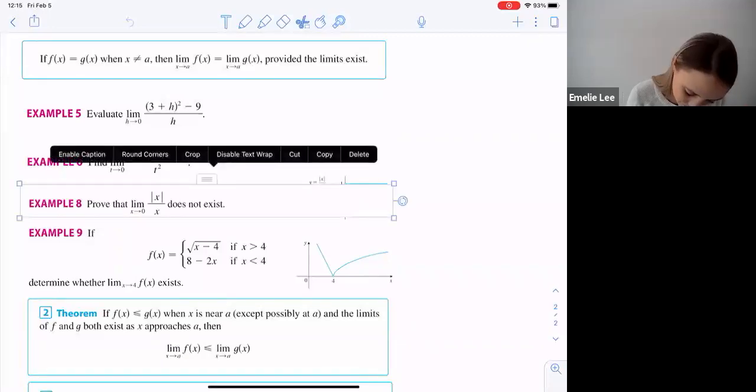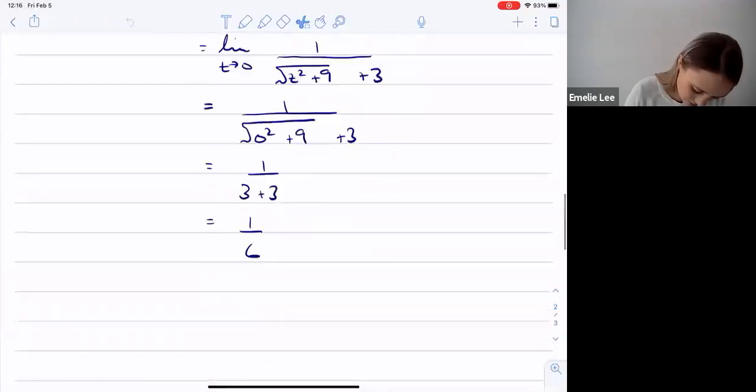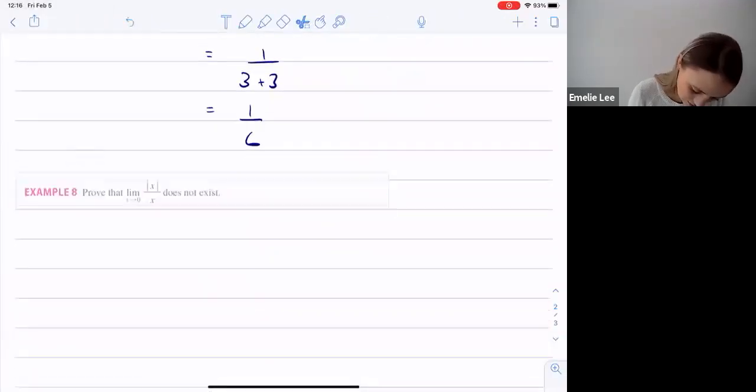Oh, copy. Uh-oh, made a mess. My handout.